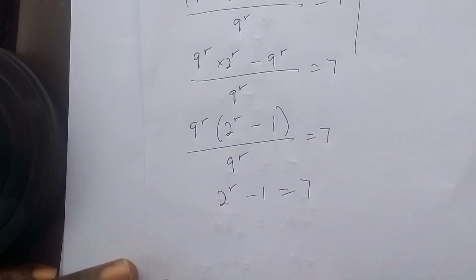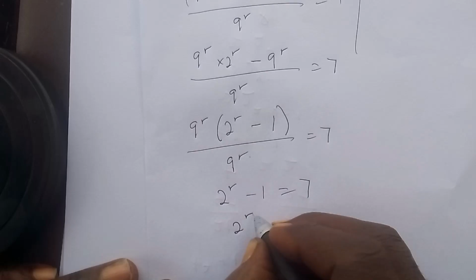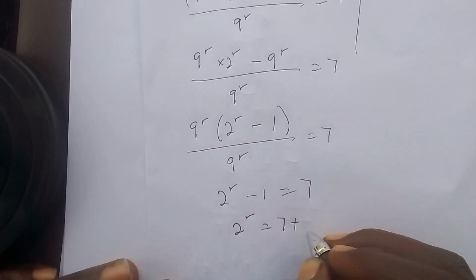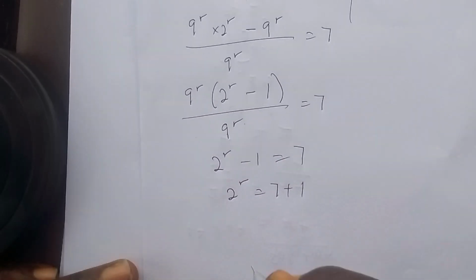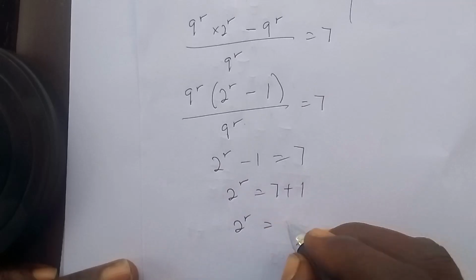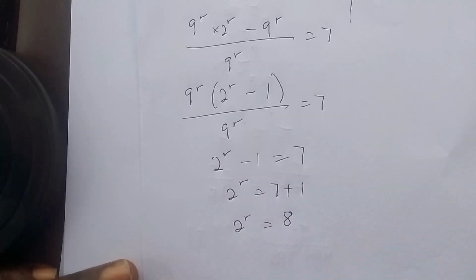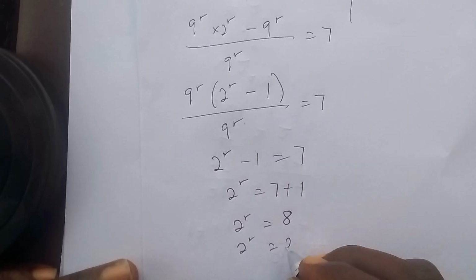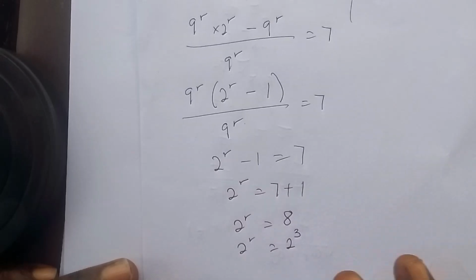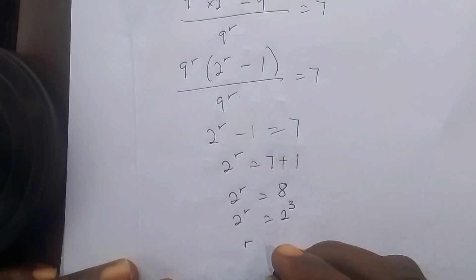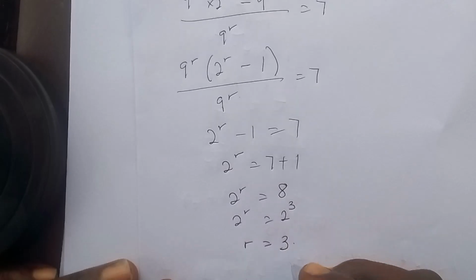From here, we group our like terms. 2^r equals 7 plus 1, giving us 2^r is equal to 8. Now 8 can be expressed as 2 to the power 3, so 2^r is equal to 2 to the power 3. So finally, we can say that our r is equal to 3.